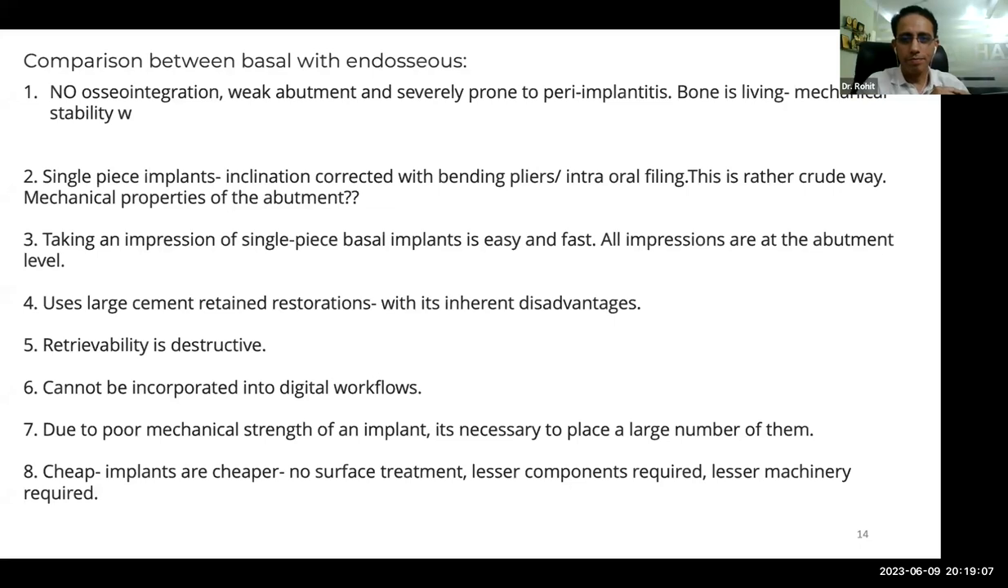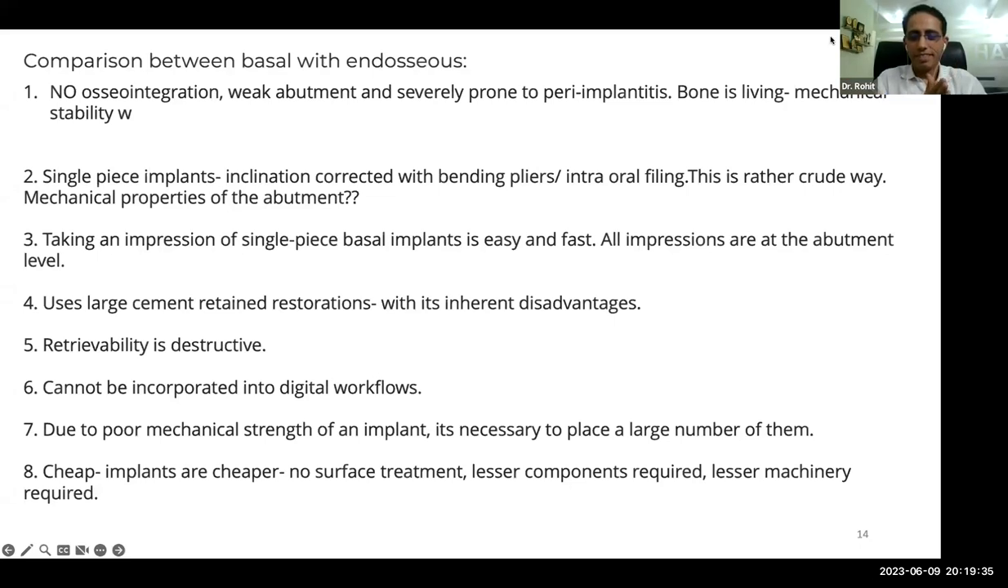Indeed. And we don't know the mechanical properties of the abutments. In an era when we are talking about multi-unit abutments, angulated abutments, the implant abutment connection, the Morse taper and so on, and talking so much about that design, you just encompass all of that and say none of that is important, let's just file it or cut it inside the mouth. I think it's rather crude.